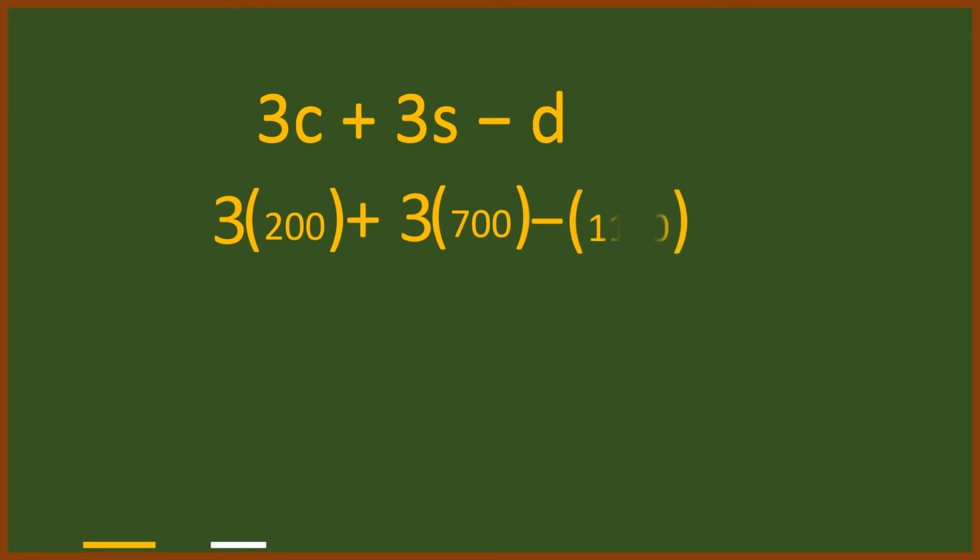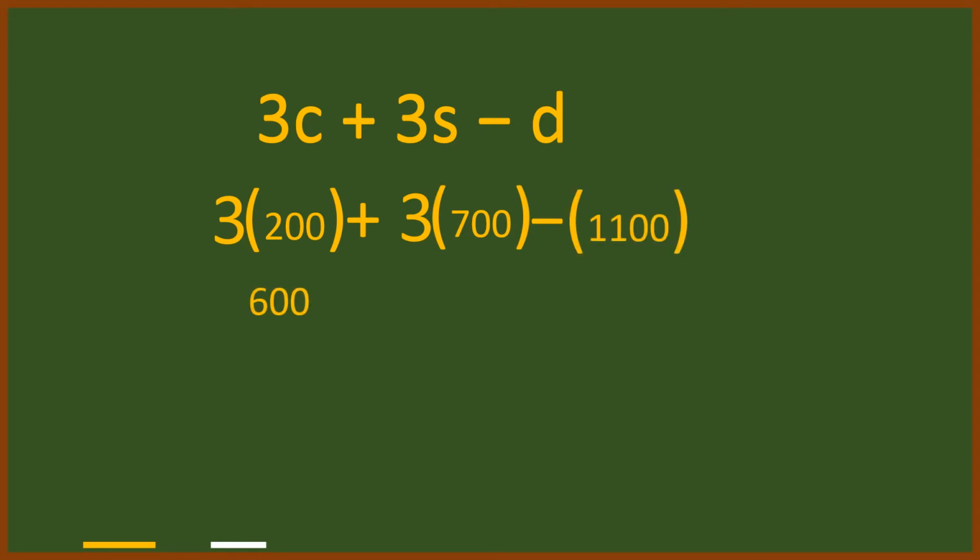Given C is equal to 200, S is equal to 700, and D is equal to 1,100. We substitute C, S, and D by its given values. C is equal to 200, S is equal to 700, and D is equal to 1,100.